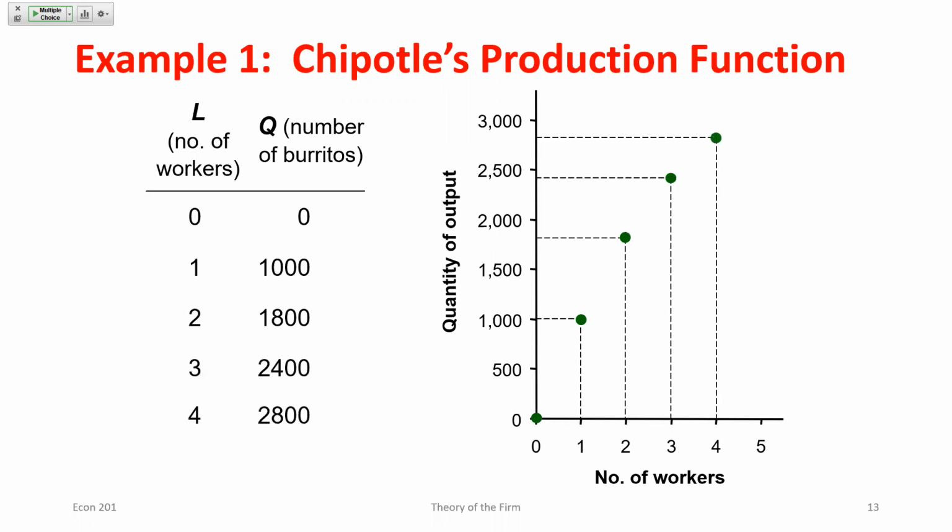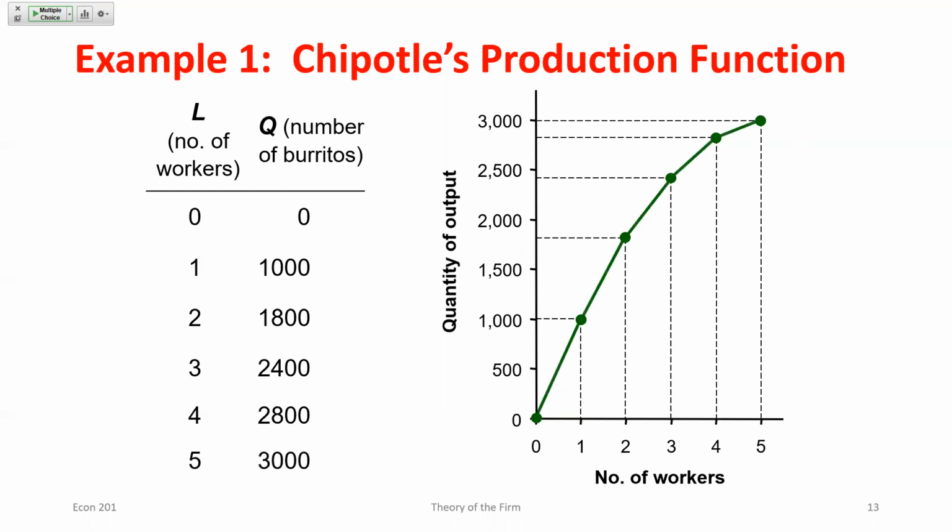So I have all these different numbers of workers, and when I hire the first worker, I can make 1,000 burritos. With the second worker, the total burritos I'm making are 1,800. The third worker, all 3 collectively making 2,400, and so on. What I can start to do is think about if I had all these points and I drew a line through them, that represents my production. So I've got my total output, Q, my total output or total production, and I've got the number of workers here.